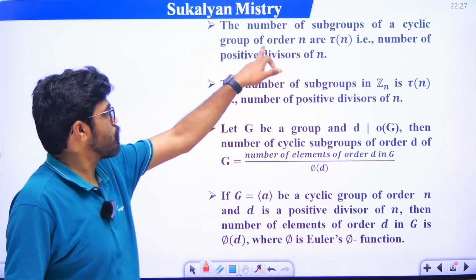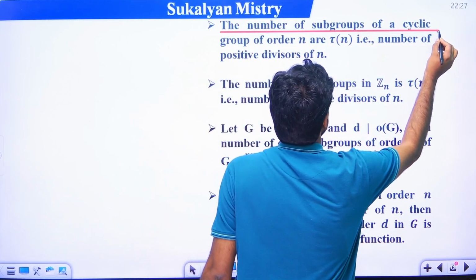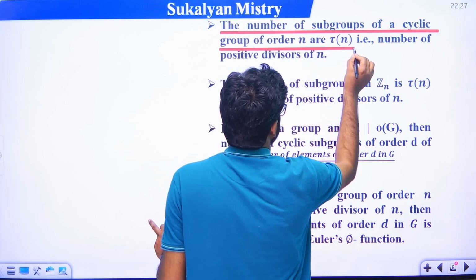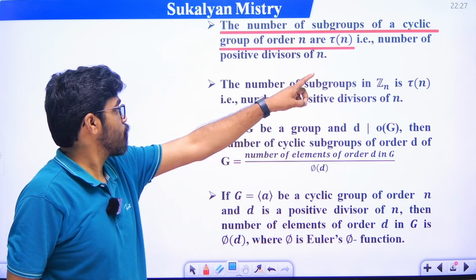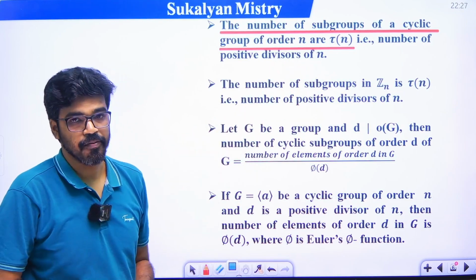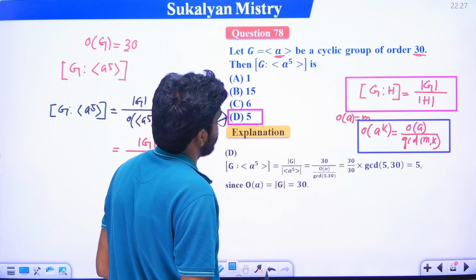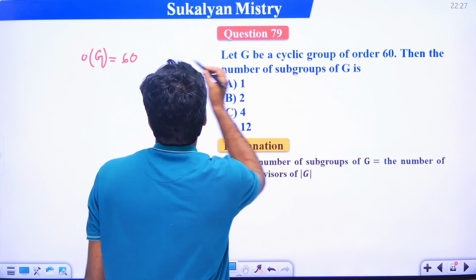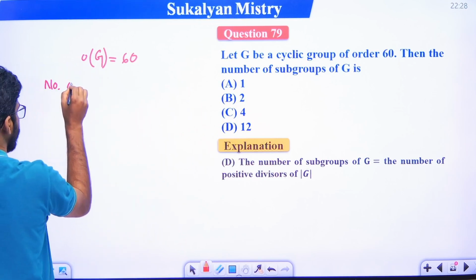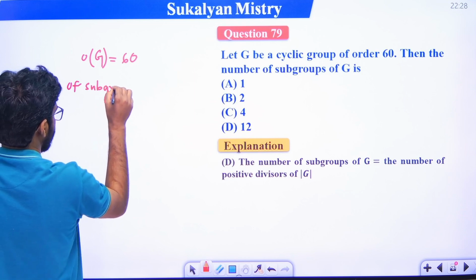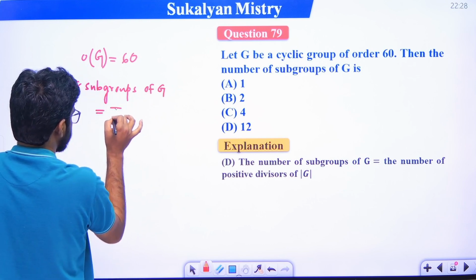The number of subgroups of a cyclic group of order n. Suppose G is a cyclic group of order n. Then the number of subgroups will be tau n. What is tau n? The number of positive divisors of n. So here basically we have to calculate tau 60. Just see, G is a cyclic group of order 60. So the number of subgroups of G will be tau 60.